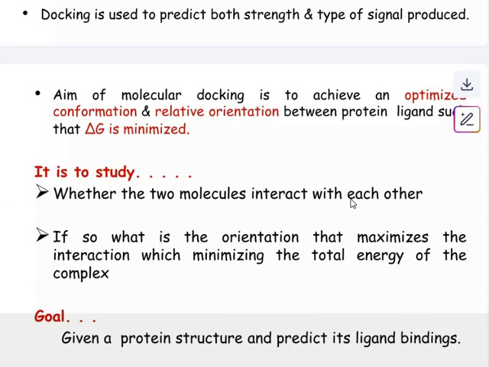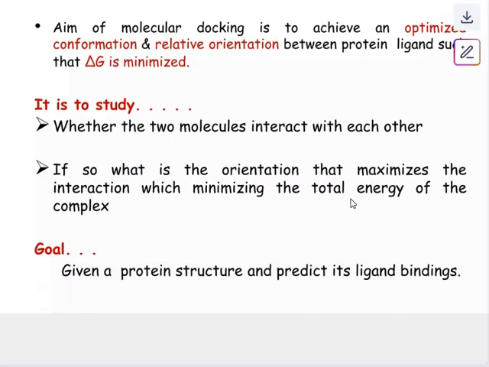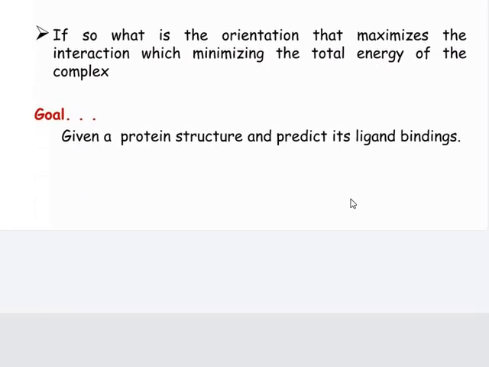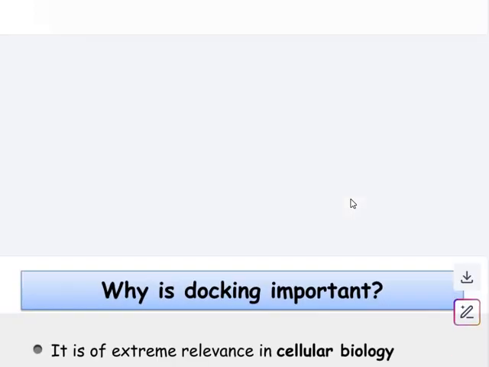The aim of molecular docking is to achieve an optimized conformation and relative orientation between protein and ligand, such that delta G is minimized. It is to study whether the two molecules interact with each other, and if so, what is the orientation that maximizes the interaction while minimizing the total energy of the complex. So the goal: given a protein structure, predict its ligand binding.